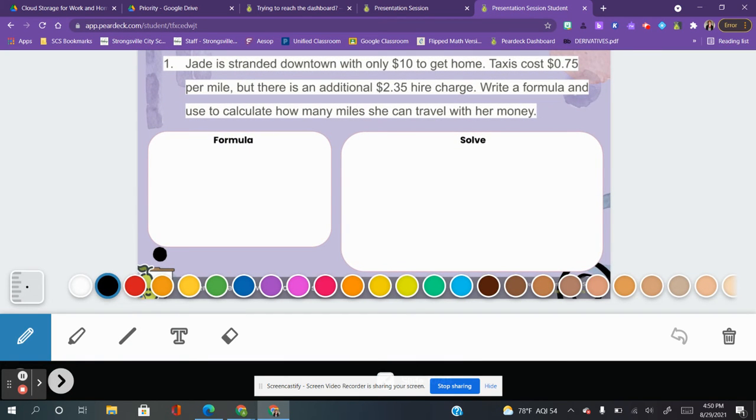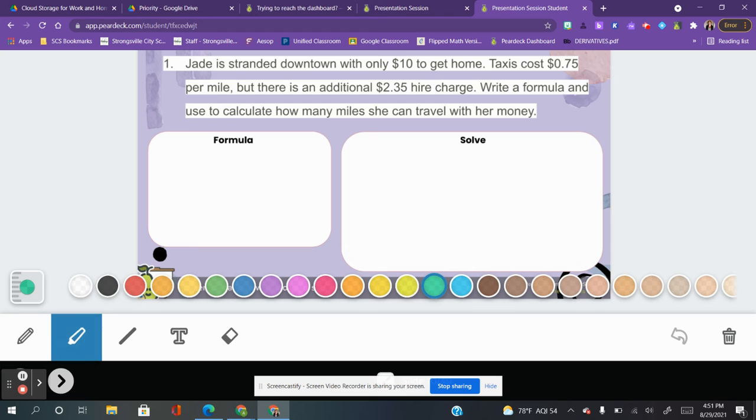All right, this time it says Jade is stranded downtown with only $10 to get home. Taxis cost 75 cents per mile, but there is an additional $2.35 higher charge. Write a formula and use it to calculate how many miles she can travel with her money.